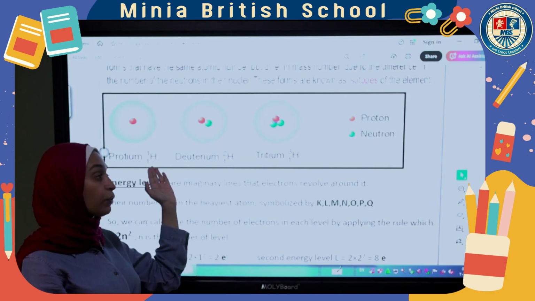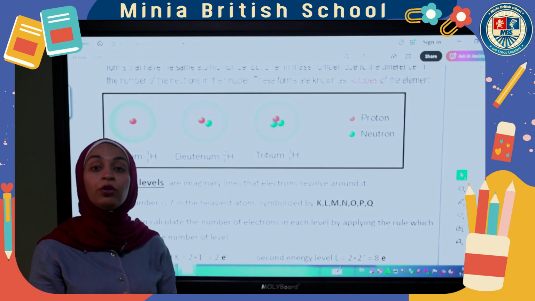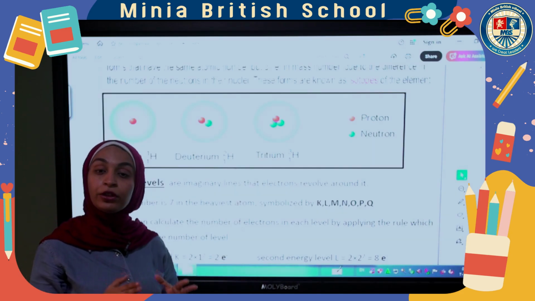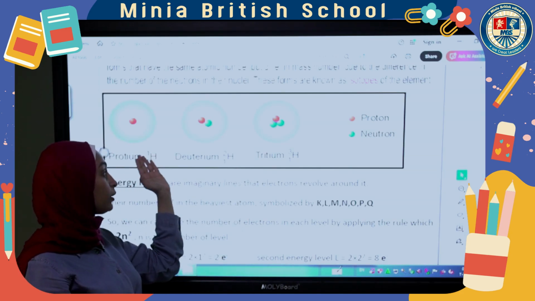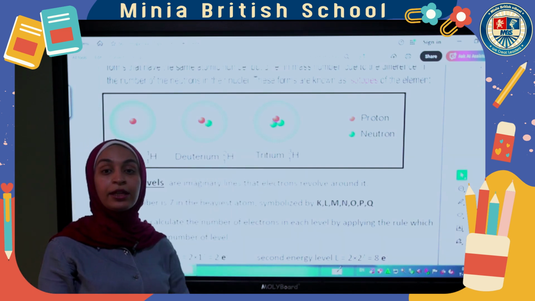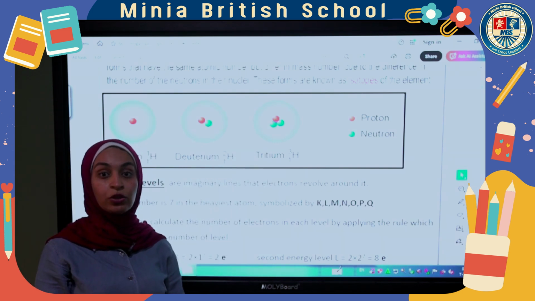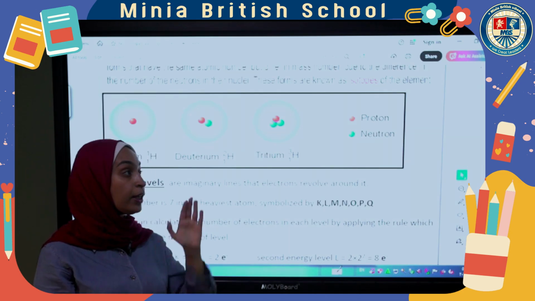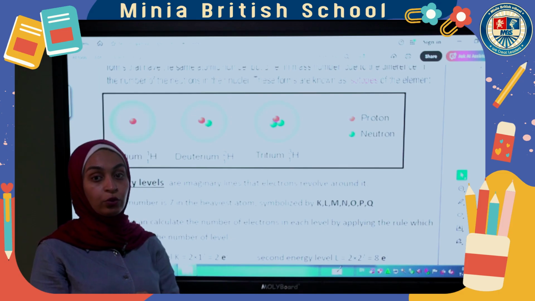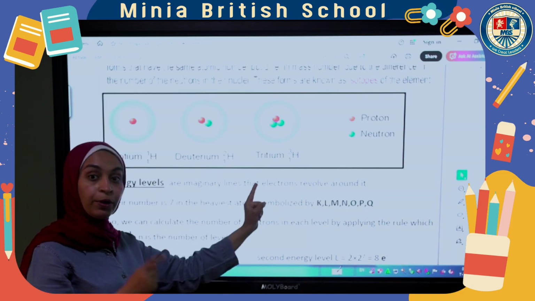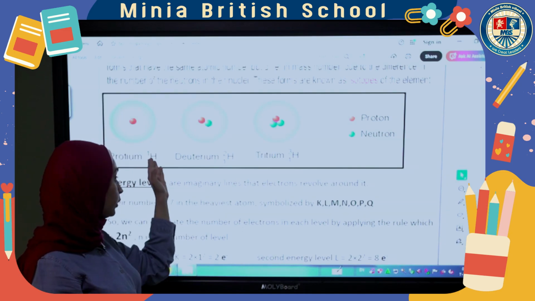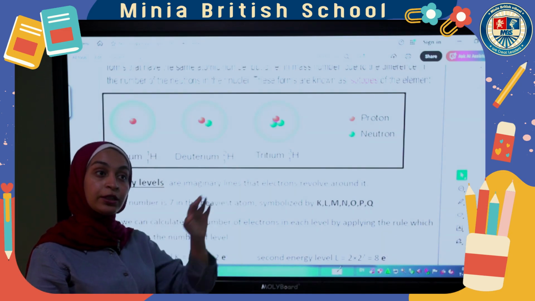If we observe the atomic number, we can find that all of them have the same atomic number, which is 1. But they have different mass numbers: 1 in protium, 2 in deuterium, and tritium has 3. So again, isotopes means different forms of the same element, which is here hydrogen, that have the same atomic number, which is 1, and different mass numbers, which is 1 here, 2 in deuterium, 3 in tritium.